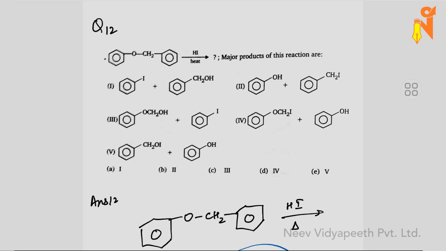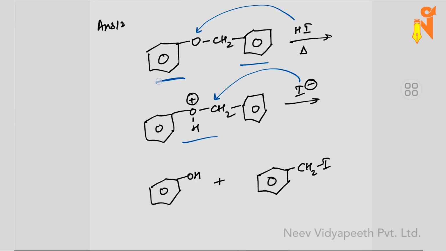Now here, this is the compound given, which we have to react with HI and heat and find out what the major products are. Various different options have been given. We have to find out which combination will be the right answer. Let's see the answer. So this is the compound given to us.